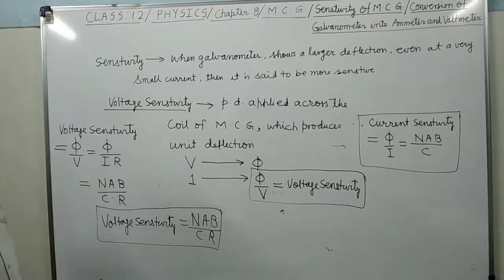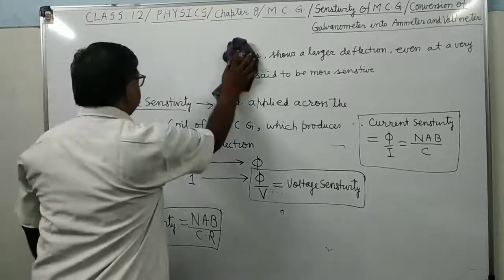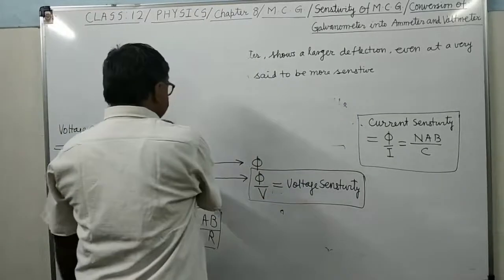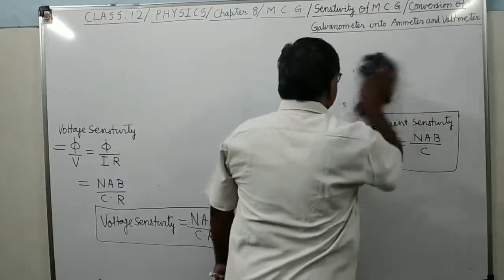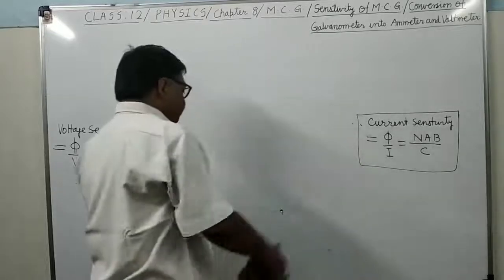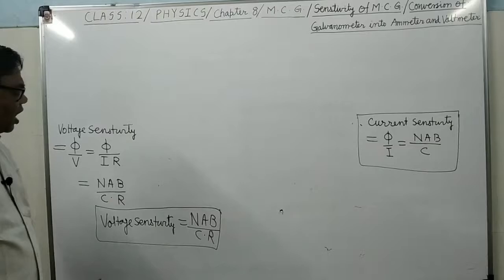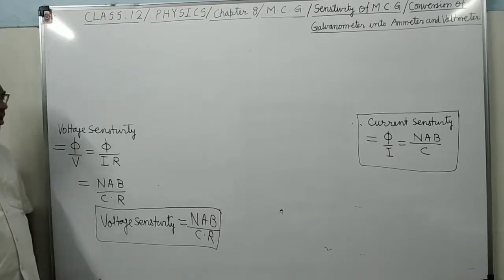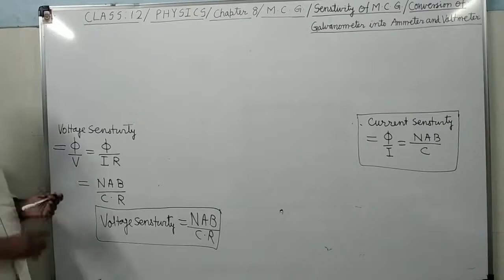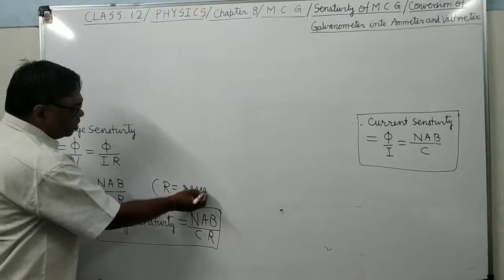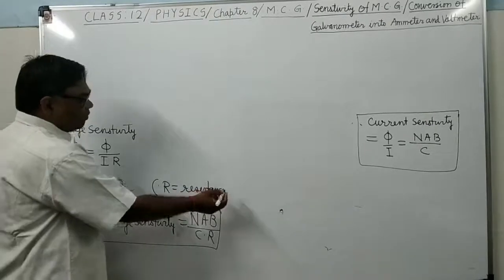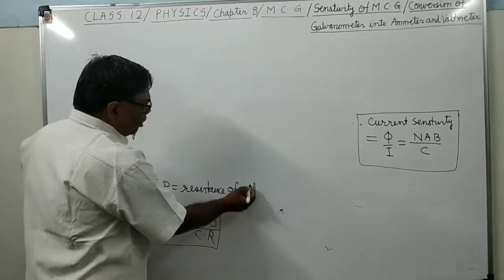Now see here, how can you increase current sensitivity and voltage sensitivity? If you see the formula, current sensitivity is NAB upon C, voltage sensitivity is NAB upon C into R. It's clear? Here, what is R? R is the resistance of the coil of the galvanometer.